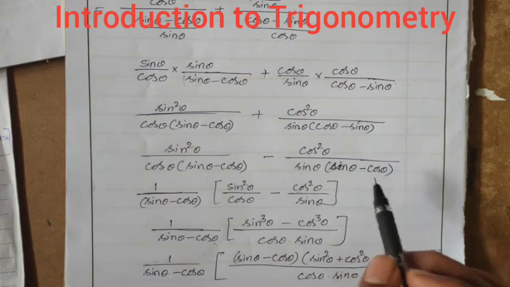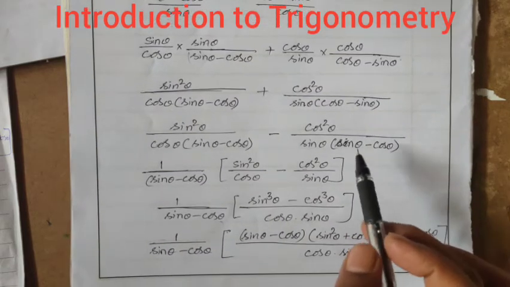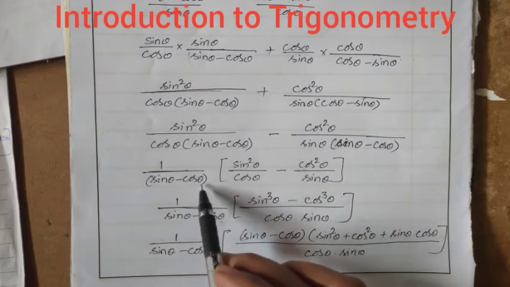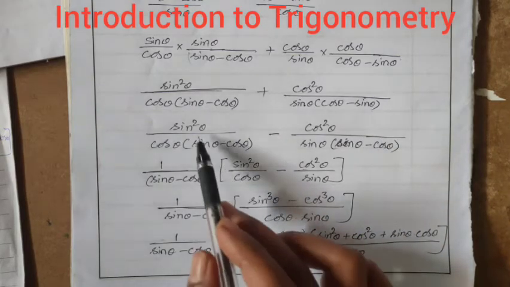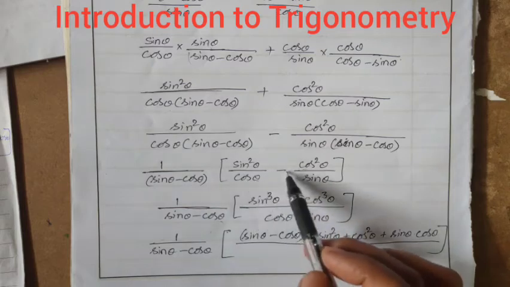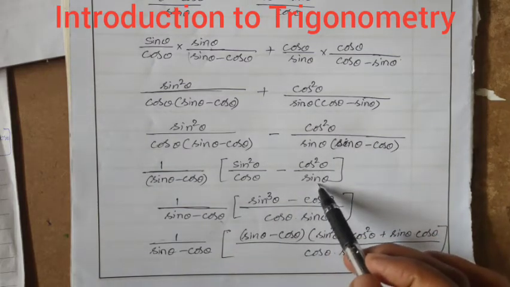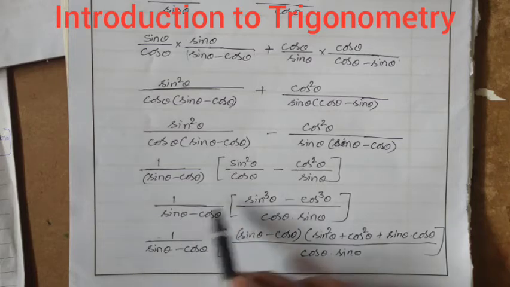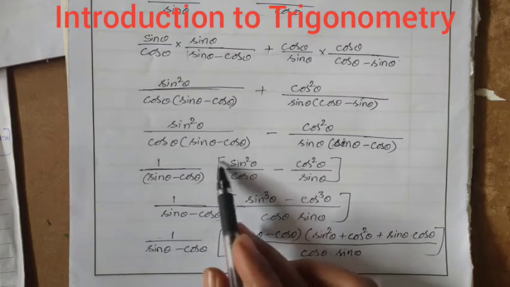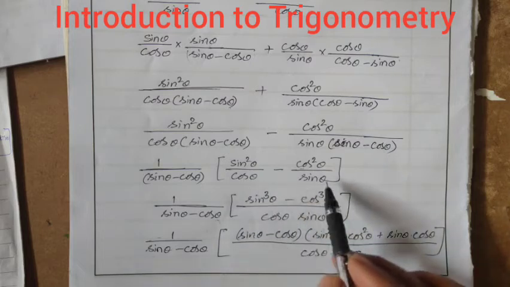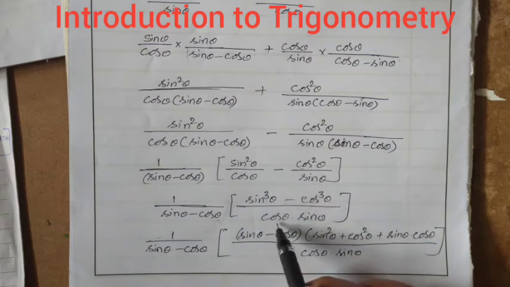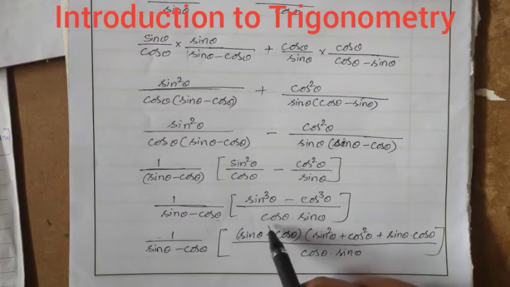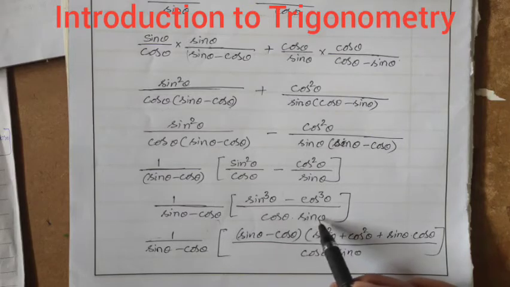So next step, here I take the common term. What is the common term here? I take 1 by sin theta minus cos theta. So then what happens? Sin square theta by cos theta minus cos square theta by sin theta. Now you can observe the bracket term. Here I take the LCM. What is the LCM? That is cos theta into sin theta.